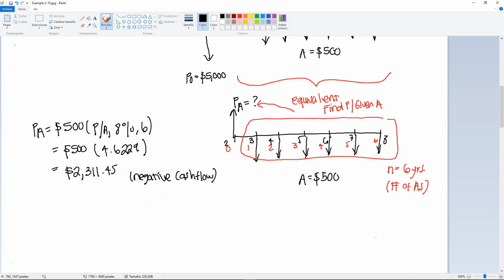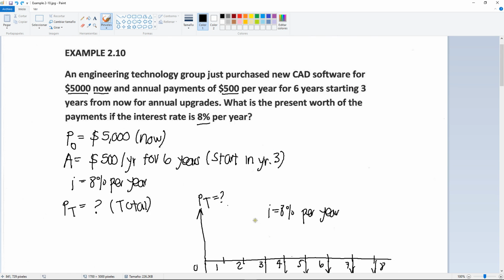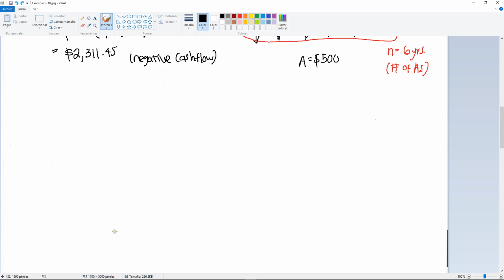Now what do we do after that? We calculated our PA here. We already got rid of the A's. Instead, we found the value that goes here. So we can redraw this diagram without the A's. How do you think that's going to look? You're going to have year 0, 1, and 2.